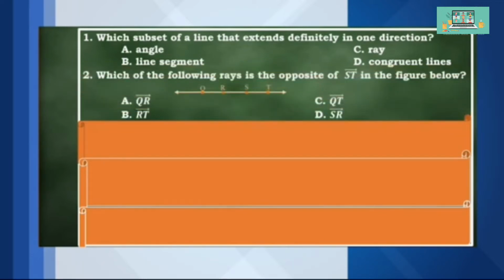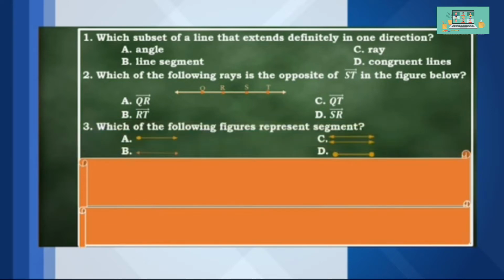Number 2. Which of the following rays is the opposite of ray ST in the figure below? A. Ray QR. B. Ray RT. C. Ray QT. D. Ray SR.